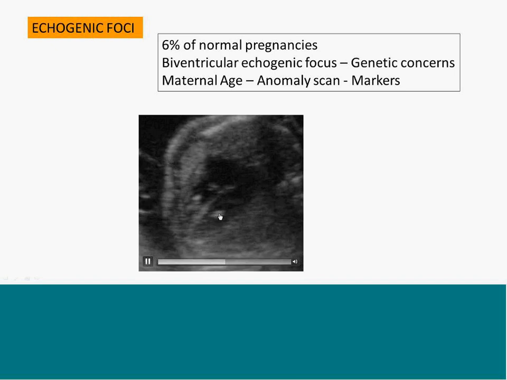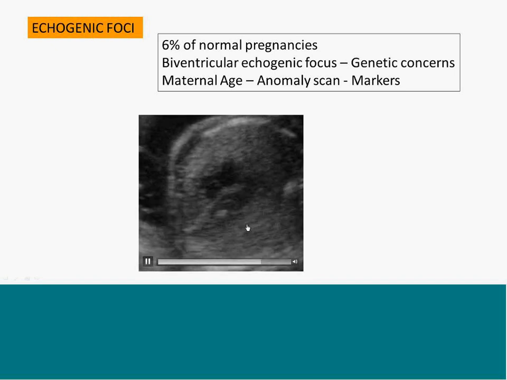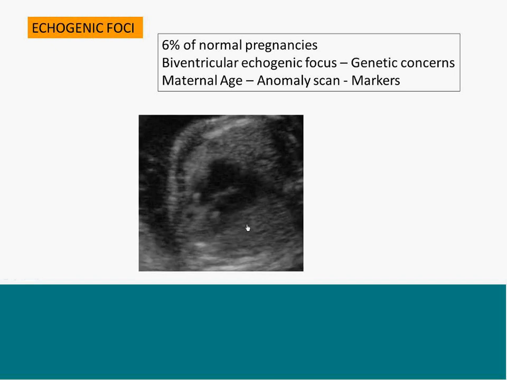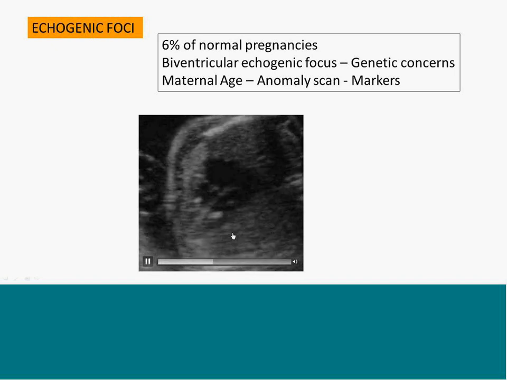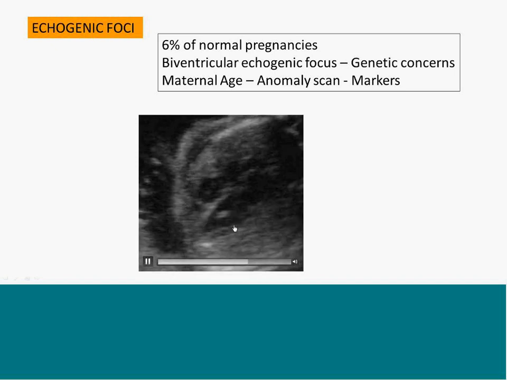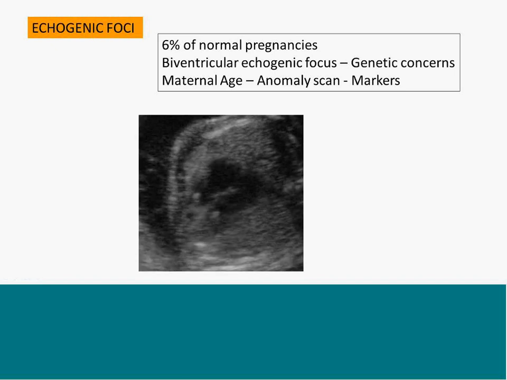What is the significance of echogenic focus? 6% of normal pregnancies can have echogenic focus. There is a little concern about genetic associations when you have biventricular foci, but that association is not very strong. So you need to put multiple other things together like maternal age, the rest of the NT scan and anomaly scan and markers in the picture to decide whether it's a real indication for fetal echo or not. In my understanding, I haven't seen a single isolated echogenic focus as an abnormal heart or an abnormal karyotype.